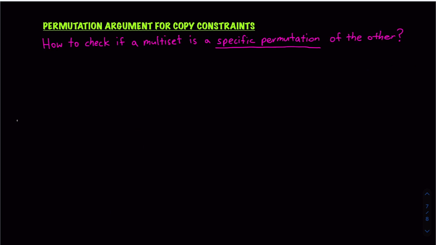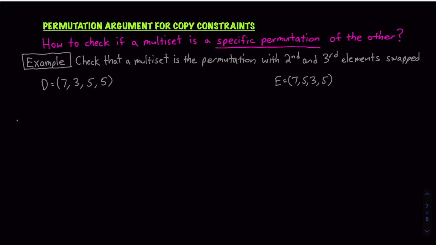For example, instead of merely checking multiset equality, suppose we want to check if a multiset is a permutation of the original, where the second and third elements are swapped. That is, 7355 is permuted to 7535. Now the requirement is stricter. We want E to pass because it reflects that exact positional swap. But F should fail, even though it contains the same values, because the elements are not in the positions dictated by that specific permutation. So the question becomes, how can we algebraically enforce a specific permutation of positions?